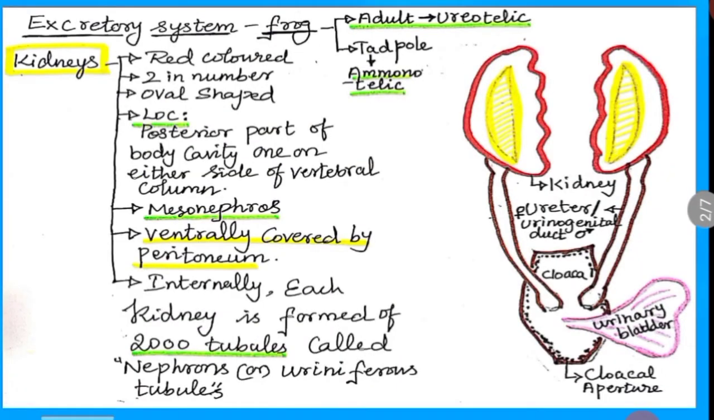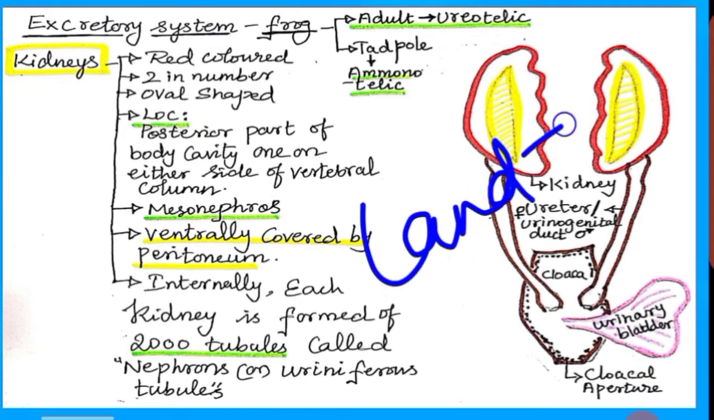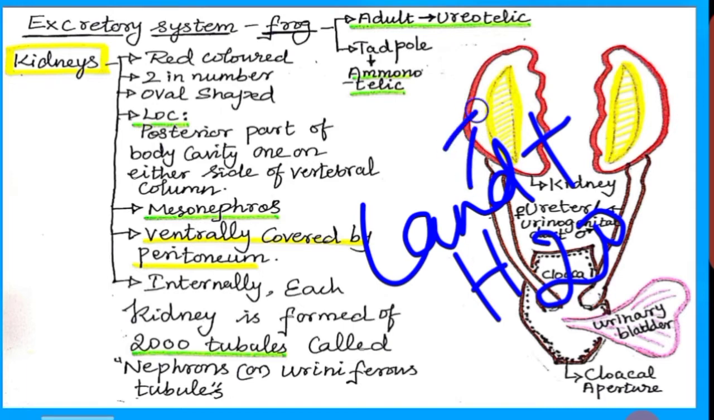In the adult stage, frogs can survive on land as well as water, so we call them an amphibious form, right? In that stage, they release their waste in the form of urea, so they are considered to be ureotelic.